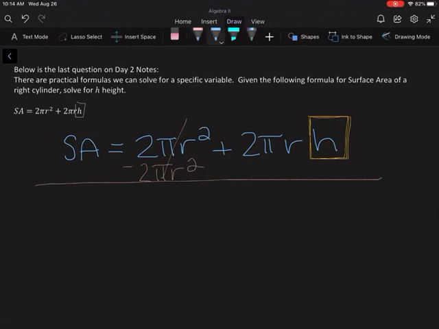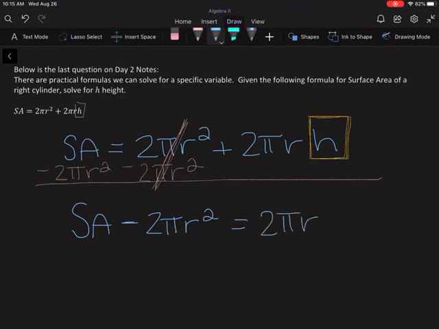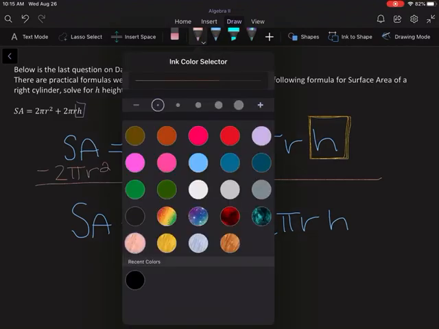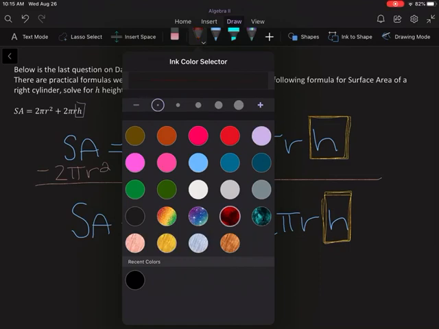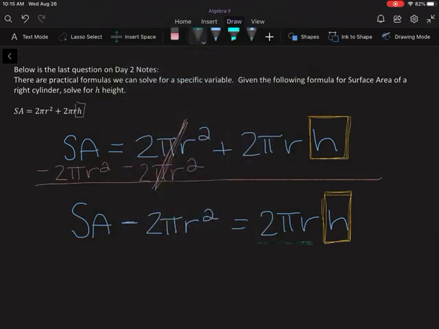All right. And I'm left with, go back to this color, surface area. Oh, and what did I not do? I didn't do it to the other side. Minus 2 pi r squared goes away there. And then I have surface area minus 2 pi r squared is equal to 2 pi r h. Okay, and again, I need to solve for h. So those things are all being multiplied together. So I'm going to divide by 2 pi r.